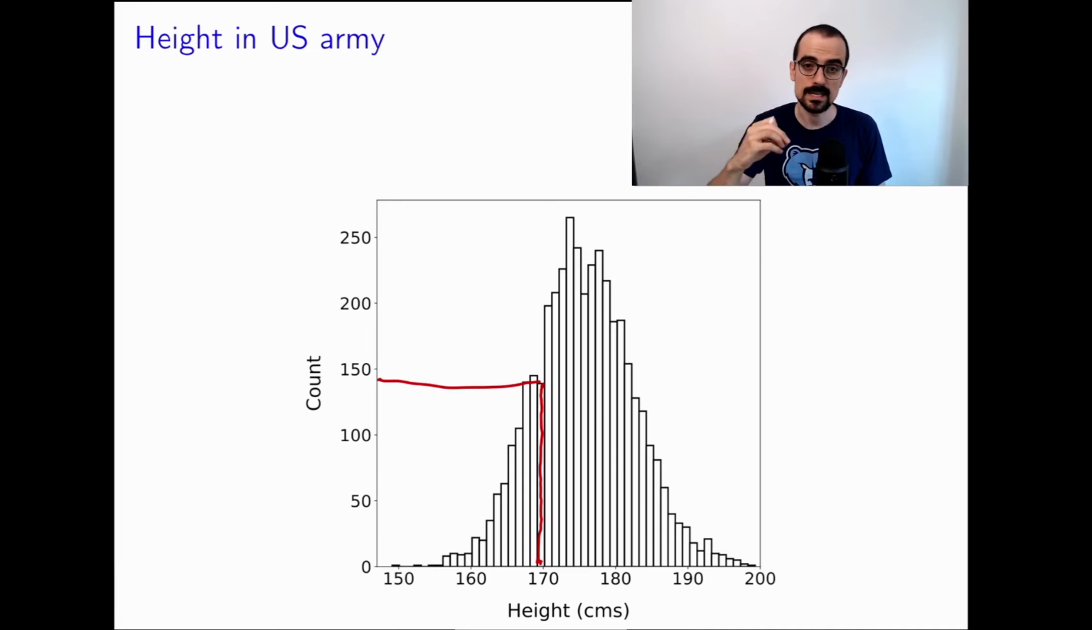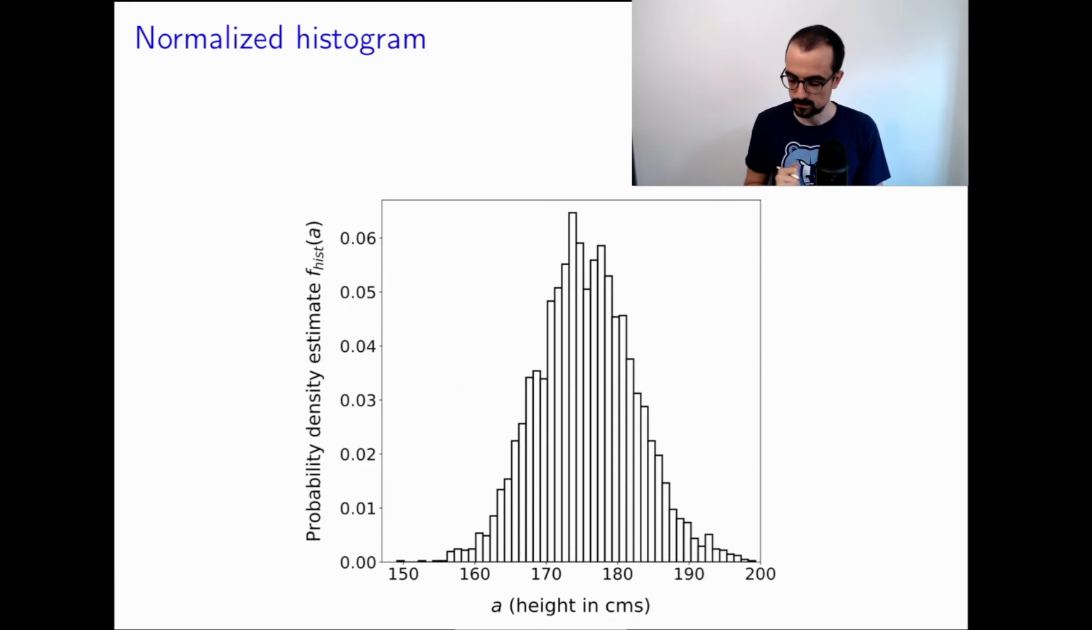And now I have to divide so that this whole thing integrates to 1 and is a valid density. I'm going to divide by the width of the bins and also by the total number of people, right? I also have to normalize the count so that it becomes an empirical probability, and that empirical probability I'm going to divide by the width of the bin. And if I do that, boom, I get a probability density. This is a probability density estimate for the height in the US Army according to this data set of like 4,000 people.